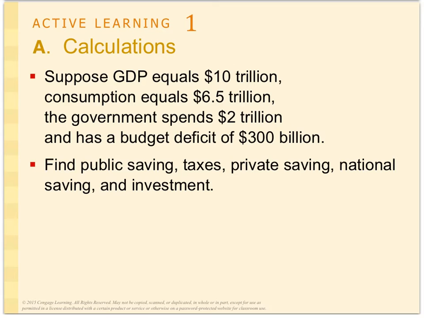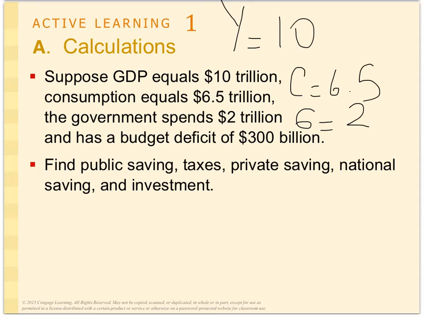Now here we have one example to understand these identities. Suppose GDP equals 10 trillion. So you are going to write immediately GDP equals 10 trillion. Consumption equals 6.5 trillion. Government expenditures 2 trillion. And the budget deficit, what is budget deficit? It is G minus T, equal to 0.3 trillion. 300 billion, but it's 0.3 trillion. Okay. Now we need to find public saving, taxes, private saving, national saving, and investment.